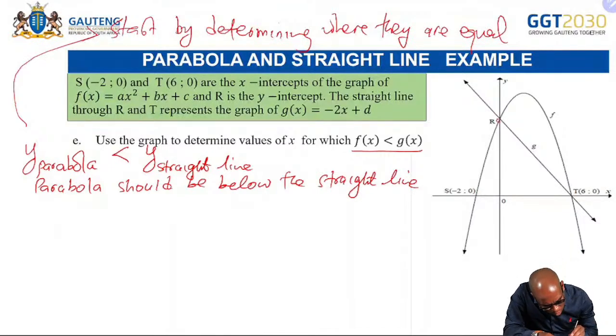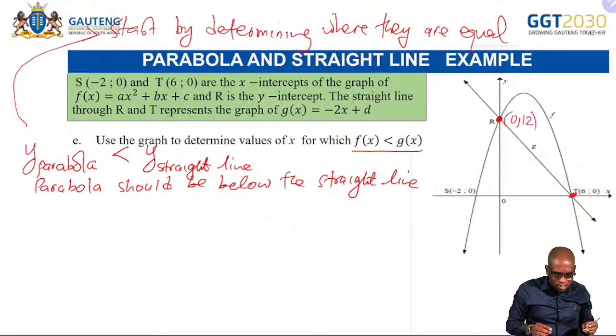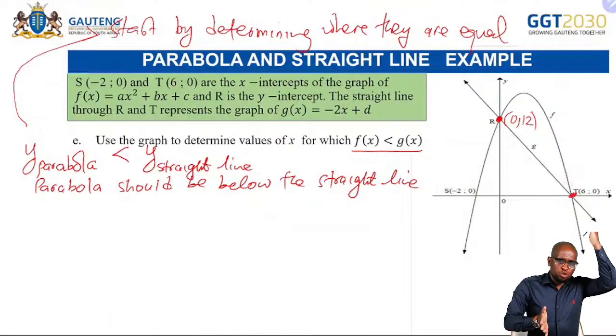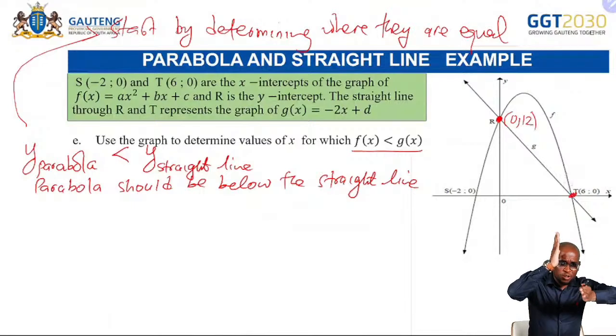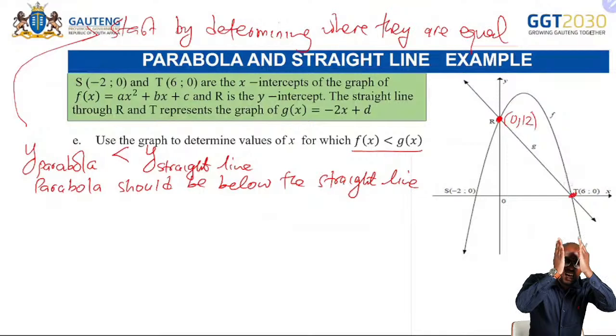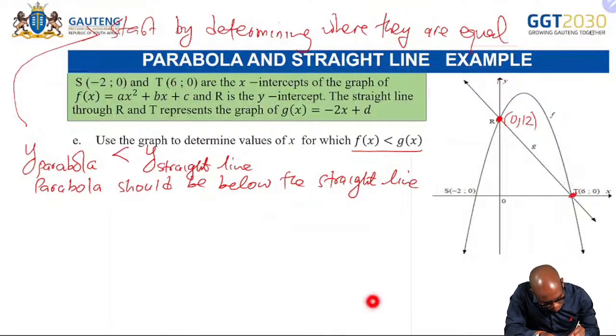So this is the point where the y value of the parabola is equal to the y value of the straight line. This is the point (0, 12). This is another point where the y value of the parabola is equal to the y value of the straight line. This is the point (6, 0). So now I'm going to draw vertical lines on my critical values, a vertical line here and a vertical line there.